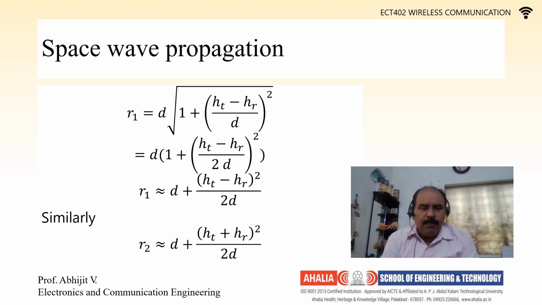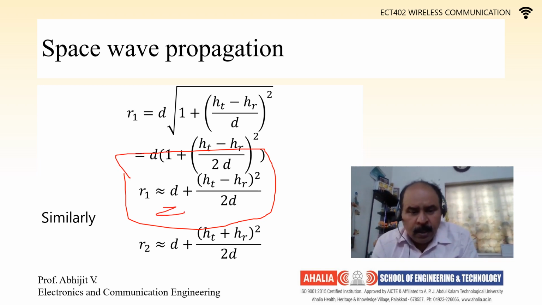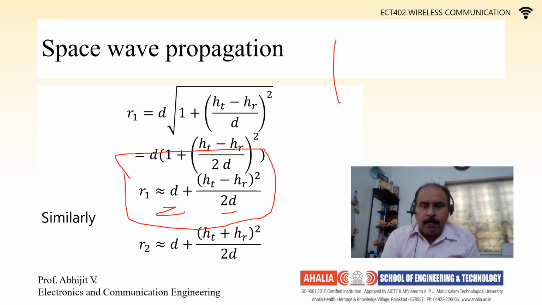So, space wave propagation continuation. We have found out the value for R1. Slightly bigger, I've repeated the slide. So you get the value of R1 to be approximately equal to D plus (HT minus HR) square by 2D. So what is the problem with R2?